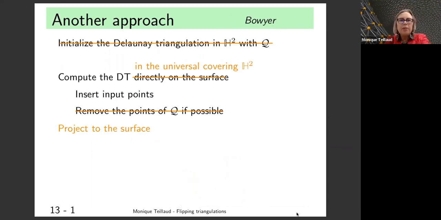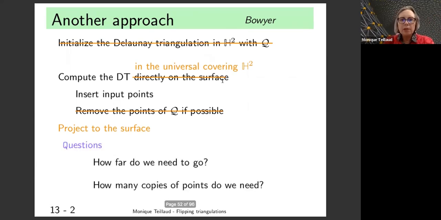So we have tried another approach, still based on Bowyer's algorithm, but it consists in computing in the universal covering, so on lifted points. But of course, lifted points, you have infinitely many. So the question is, how many points do you need to get for each point on the surface, how many copies? How far do you need to go? You have the fundamental domain, you can glue other fundamental domains, but how far? We need a finite number of points, and something that is not too high. And this is not a trivial problem.